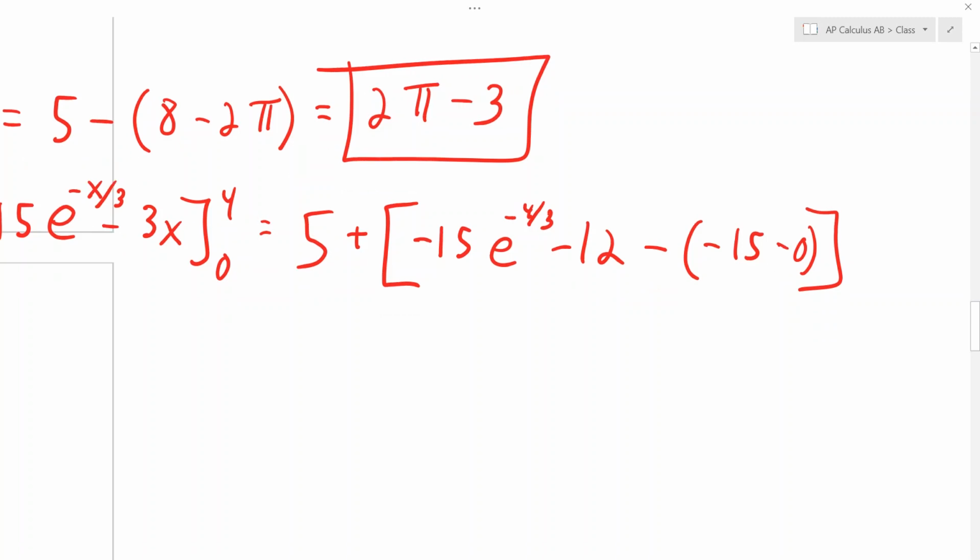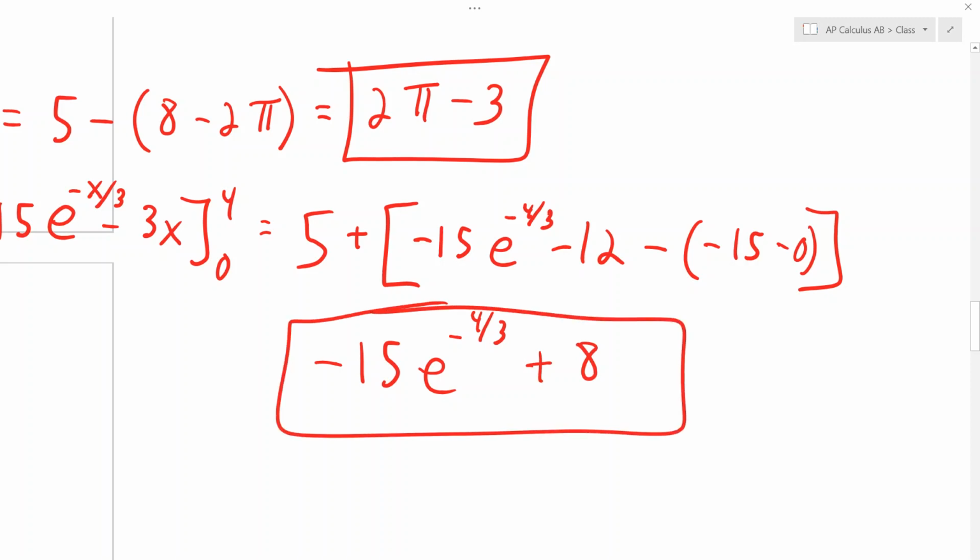Okay? So that's 5 plus... Oh, we have to put all this together here. That's negative 15 e to the negative 4/3, right? I don't want to mess it up. It's 20 minus 12, which is 8. Yep, 8. It's f of 4. I know it looks nasty, but you don't have to work that out. That's just what it is. This is a non-calculator question.